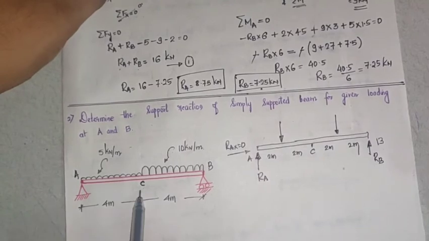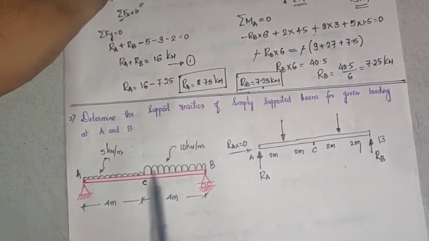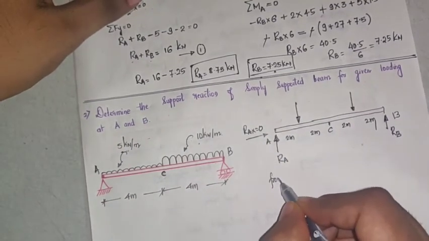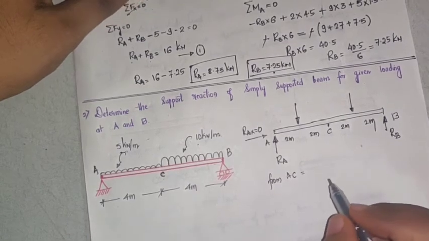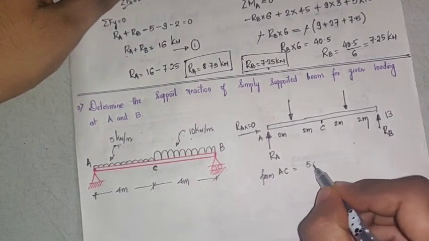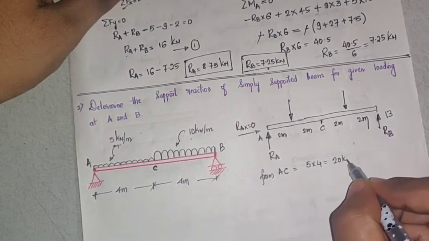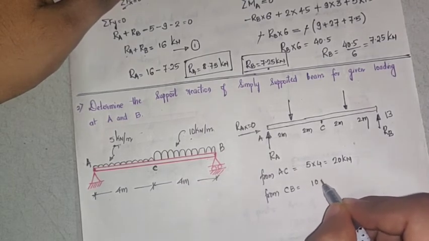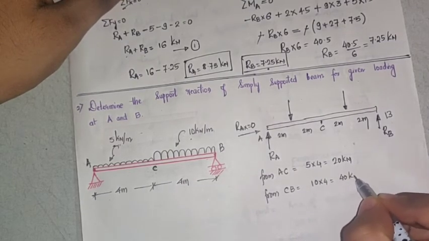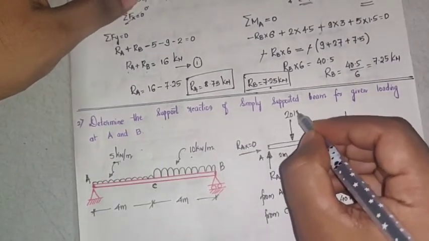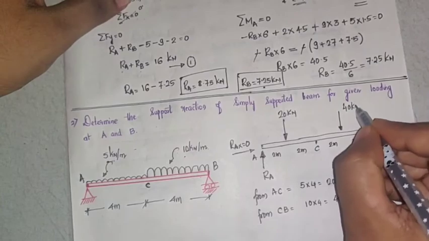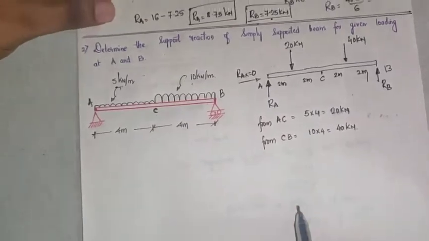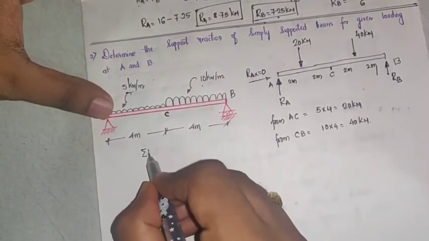Now from A to C the intensity of load is 5. From C to B it is 10. First we'll convert this. From A to C, what is the point load? It is 5 into 4, 20 kilonewton. From C to B it is 10 into 4. How much? 40 kilonewton. So this is 20 kilonewton. This is 40 kilonewton. Right? Okay.